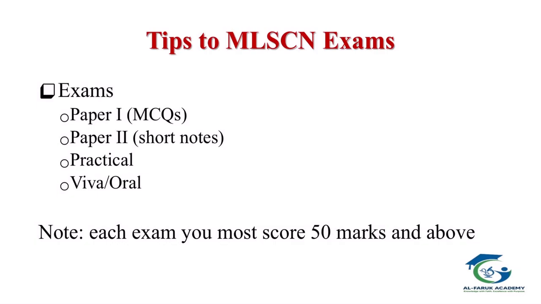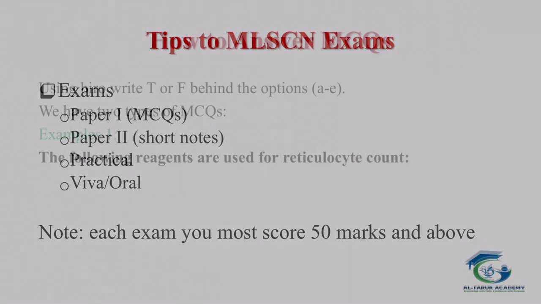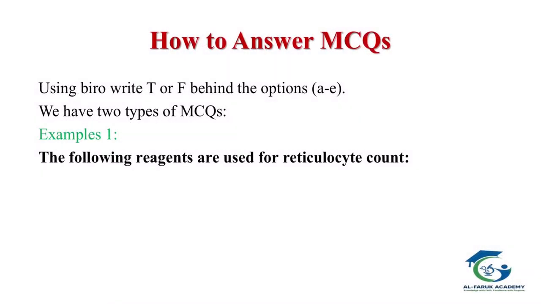So even if you pass paper 1, paper 2, and practical, while in the oral you get less than 50 marks, you may end up not passing the stage exam. So you must score 50 marks in each and every one of the four exams from the council.